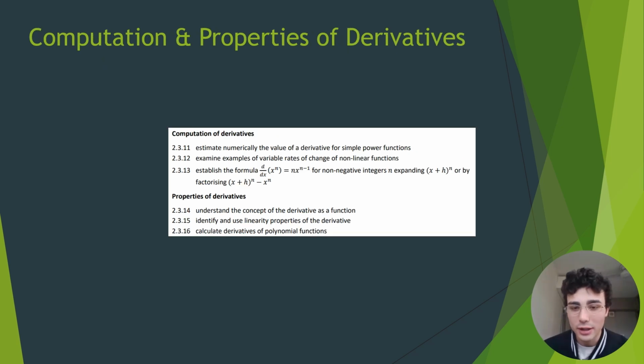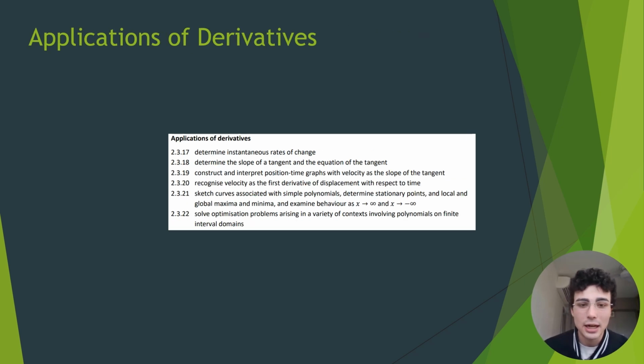Then we'll go over computation and properties of derivatives once we've come from the definition of what a derivative is. And finally, sorry, not finally, this is one more and then we'll have one last one. This one will go over applications of derivatives. So once we've defined what a derivative is and defined how we compute it, we can apply it to real world situations.